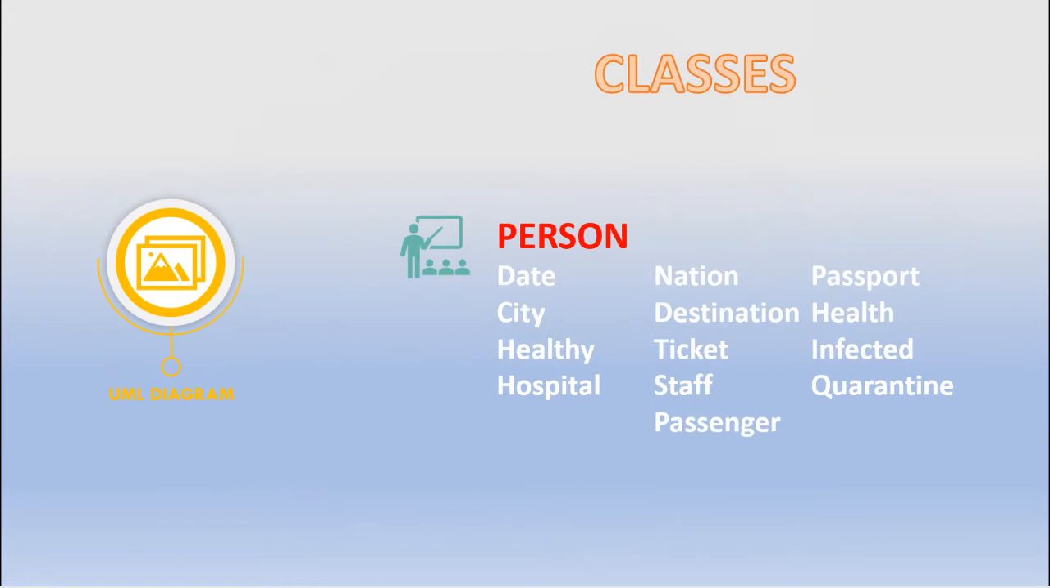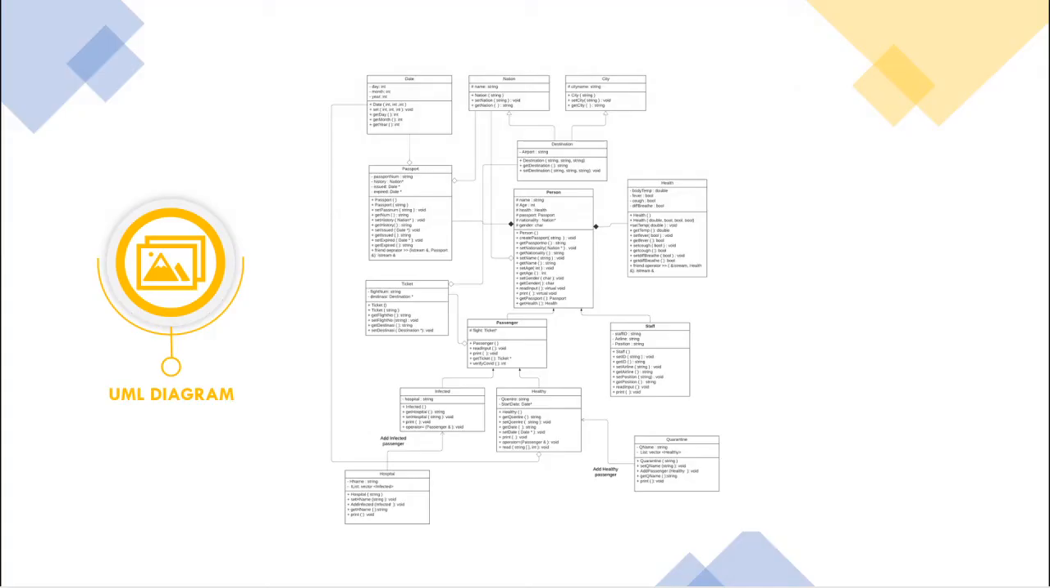Now, we will proceed to UML diagram. In our UML diagram, we have 14 classes, which are person, date, nation, passport, city, destination, health, healthy, ticket, infected, hospital, staff, quarantine, and passenger. This will be our UML diagram.